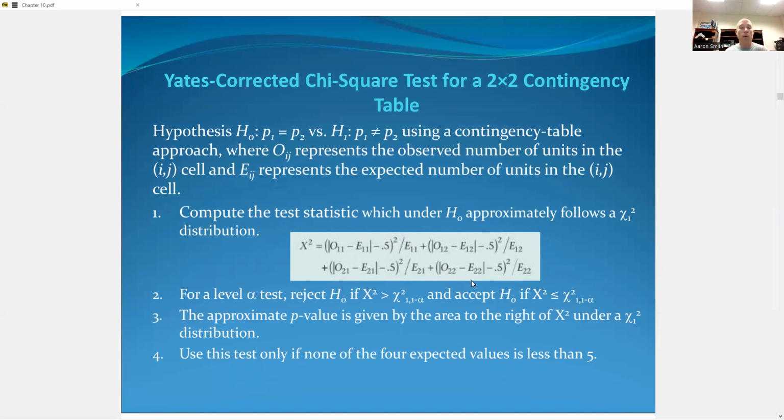Okay, now, why do I have this negative 0.5? Well, once again, that's a correction. The chi-square distribution is a continuous distribution, but I have discrete values going on here. And so there's kind of a mismatch. So in that mismatch, I want to correct for it by just subtracting 0.5 from these absolute values.